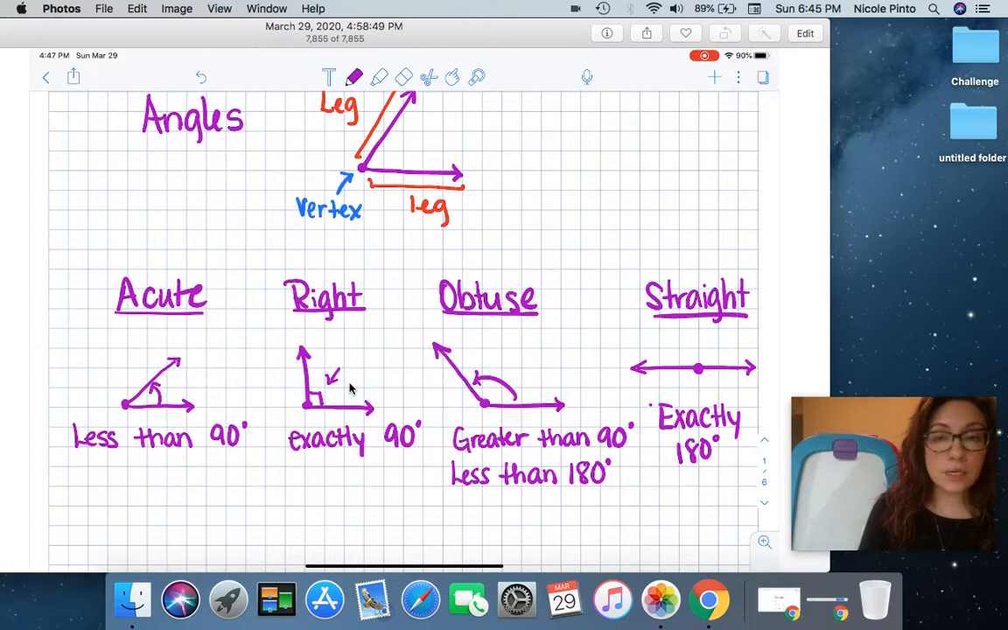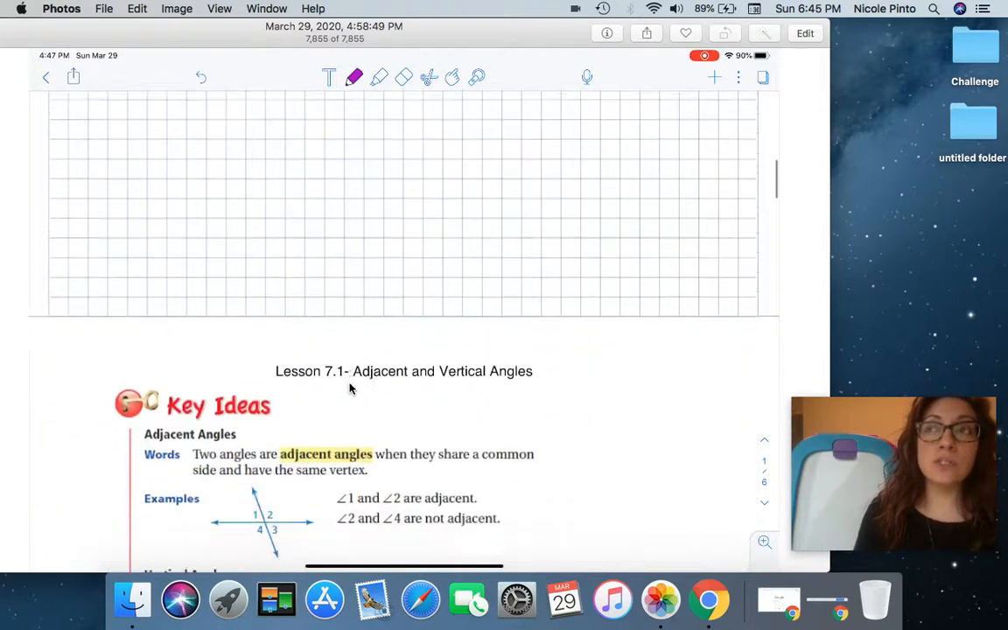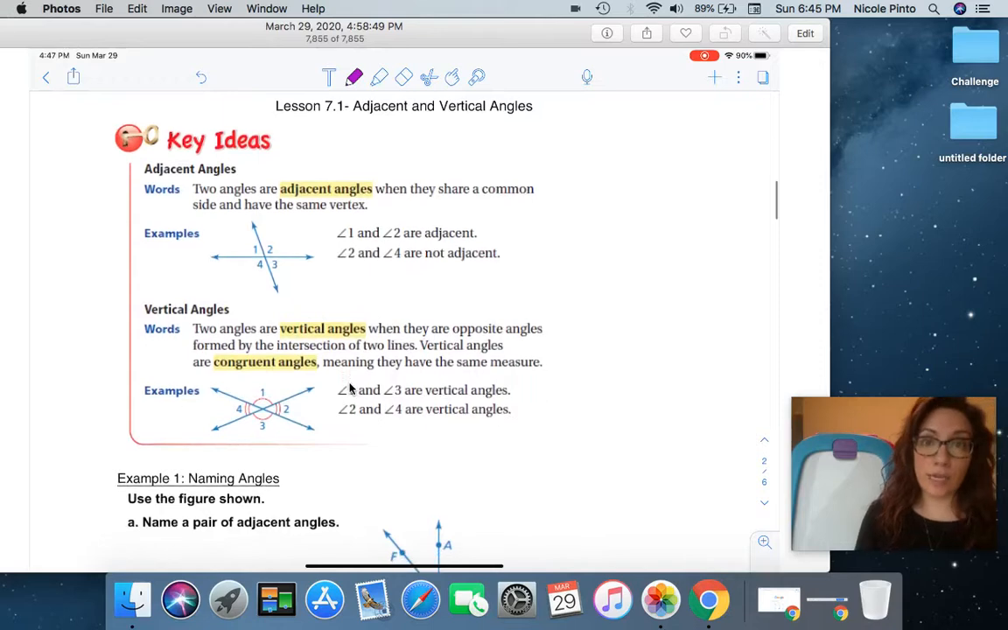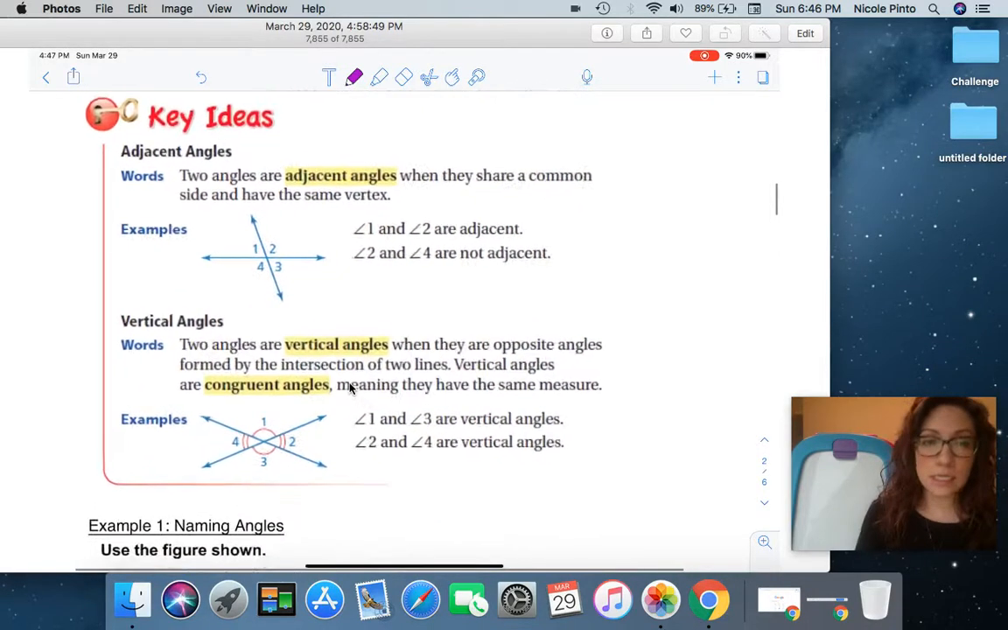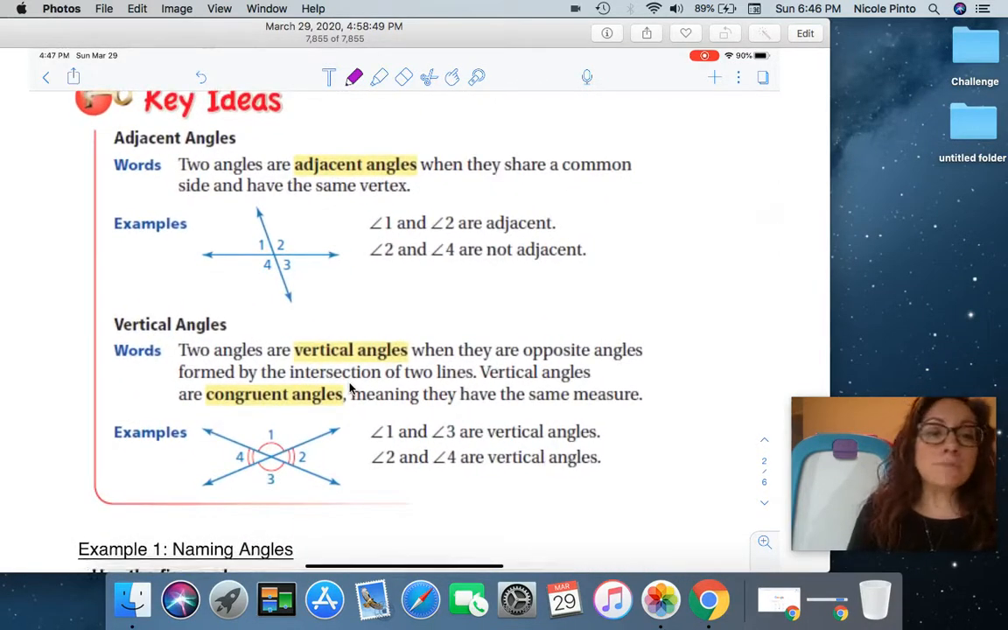Now, the first thing we're going to look at is if angles are adjacent or vertical, okay? And this is important because we do see this again come 8th grade, okay? In 8th grade, we're going to look at this again. So now let's take a look.